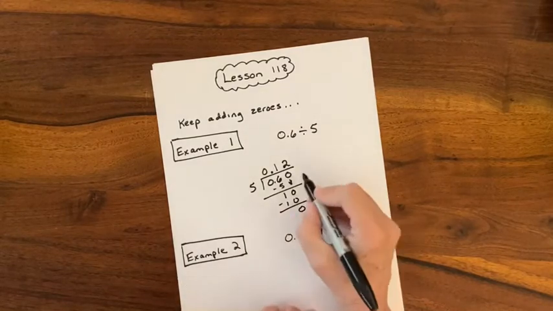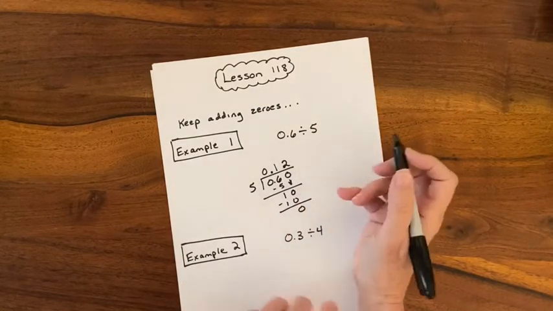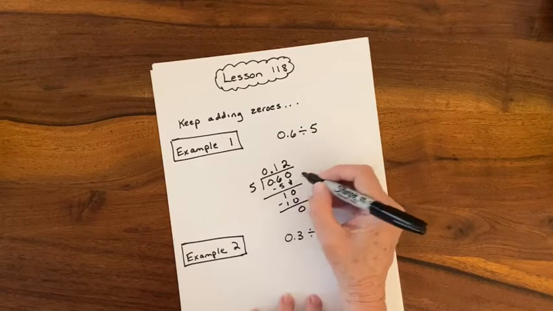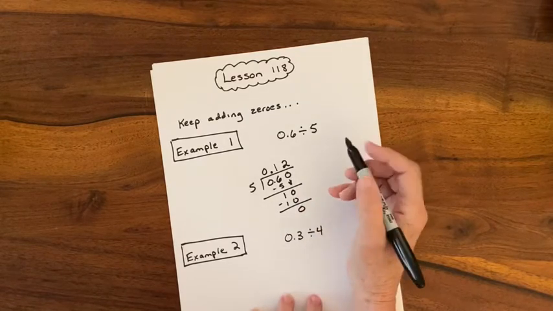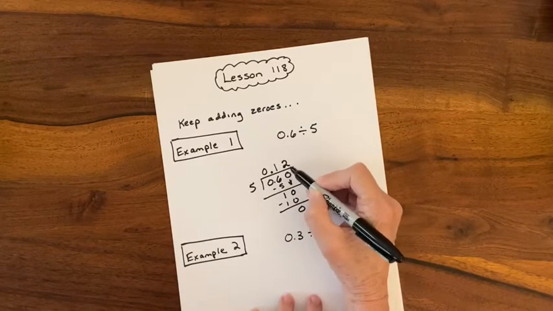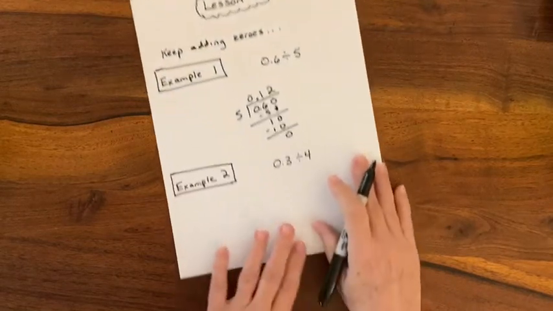So you can keep adding zeros as long as you want to. Remember, that doesn't really change the amount that you have. So you're going to get your answer that way. Okay? Let's do example 2.